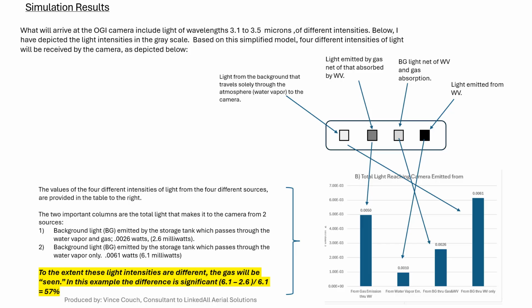If we know that the storage tank typically has propane, then we know it's propane, because propane also absorbs at those wavelengths of 3.2 to 3.5. Okay, so the difference in light intensity actually is pretty significant. Even though these are small numbers, 2.6 milliwatts and 6.1 milliwatts, if you take the difference and divide it by 6.1, you get 57%. It's a very big difference. And we know cameras like the Sierra and others can detect such a small difference, as small as milliwatts.